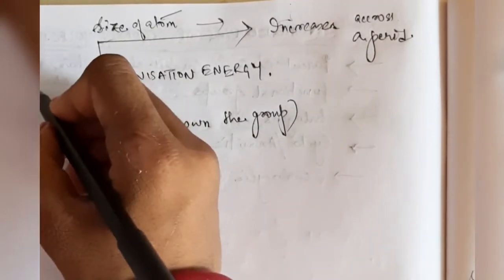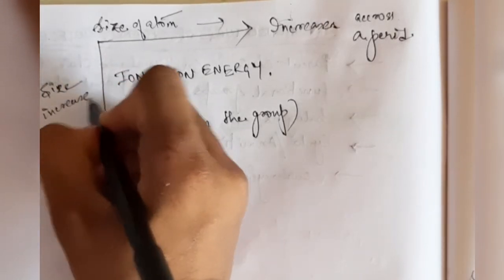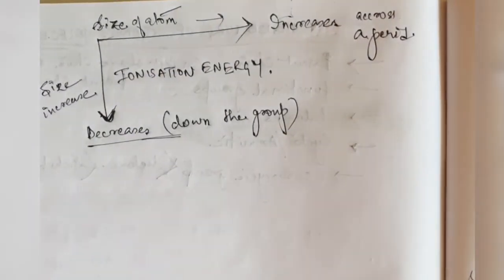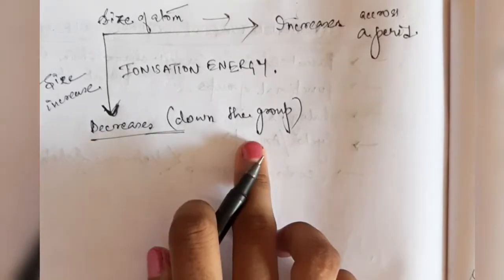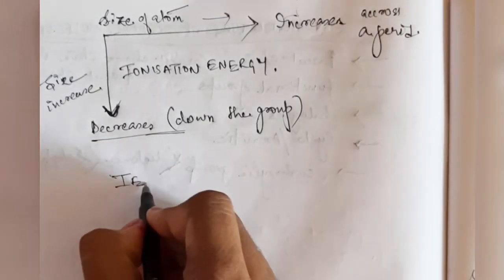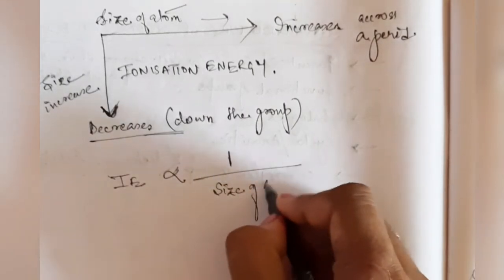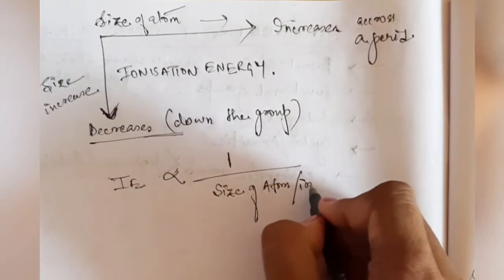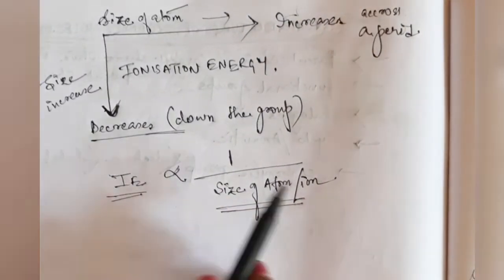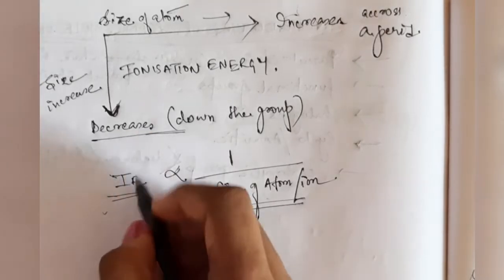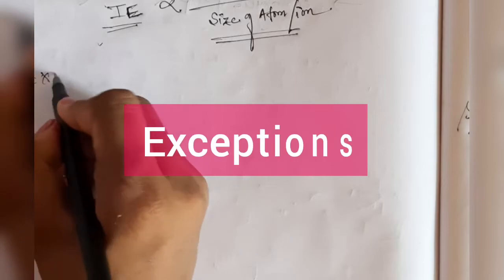Here the size increases down the group, is it not? As we go down, the number of subshells increases, and hence your size increases, so your ionization energy also decreases. You can say ionization energy is inversely proportional to the size of the atom or ion. If your size is more, ionization energy will be less, and if your size is less, your ionization energy will be more. So this is the most important thing. And now we will go for the exceptions.